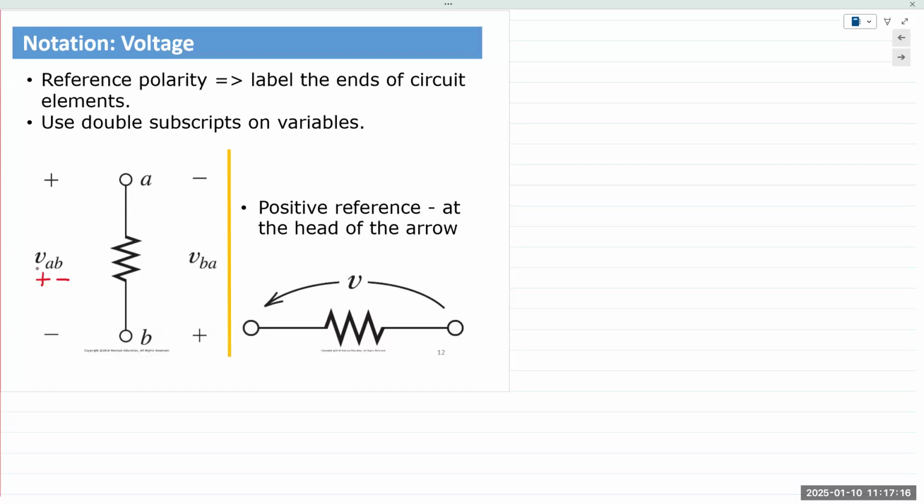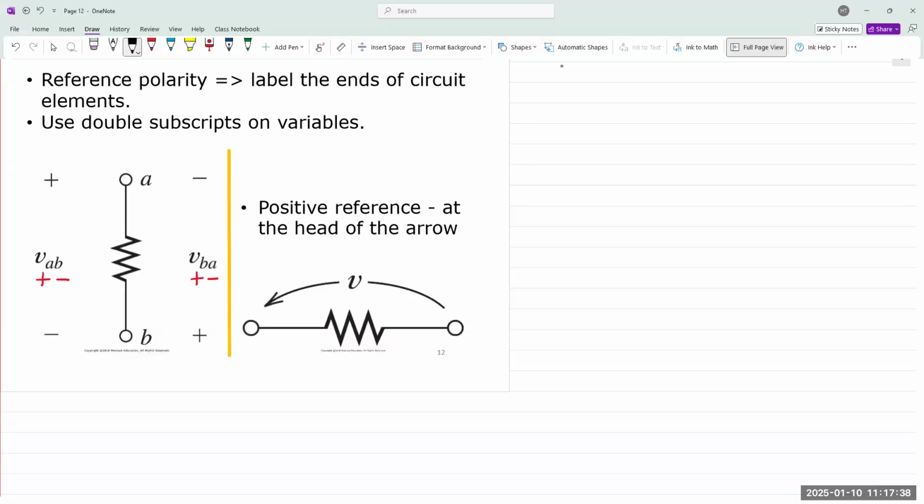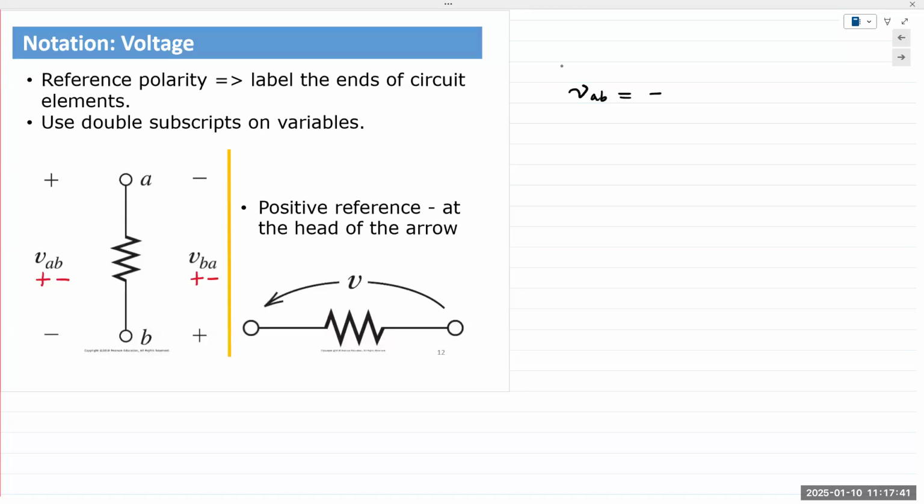So VBA simply means my positive reference is at B and negative is at A. Okay, no difference. The magnitude or the values of both voltages will be exactly the same. They will not change. And so VAB is equal to minus VBA, or VBA is equal to minus VAB. And that's all it is.